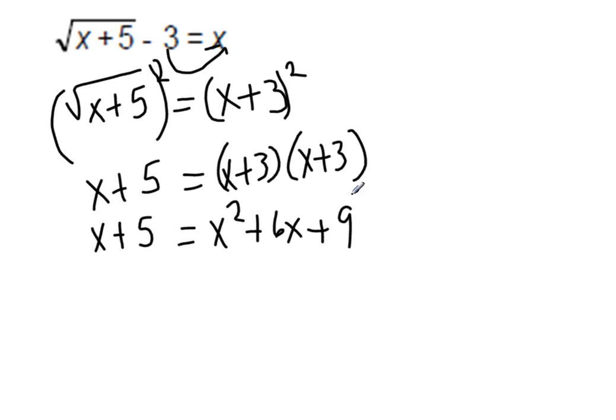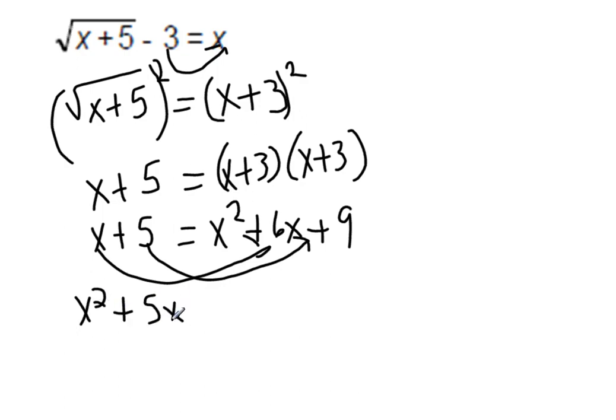I've got to solve a quadratic equation, which means I need to move this over, set it equal to 0. We're going to move the 5 over, which means we're going to subtract 5. We're going to move the x over, which means we're going to subtract x. So I have x squared plus 5x plus 4 equals 0. You can use whatever method you want to use to solve this quadratic equation. I'm going to factor it because it's factorable.